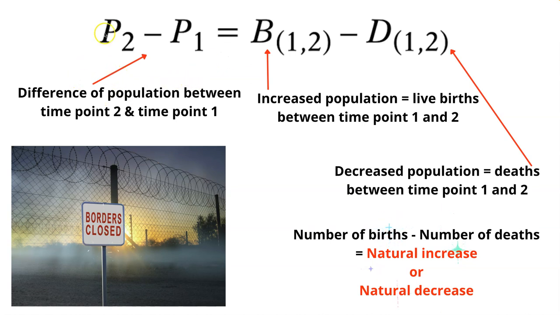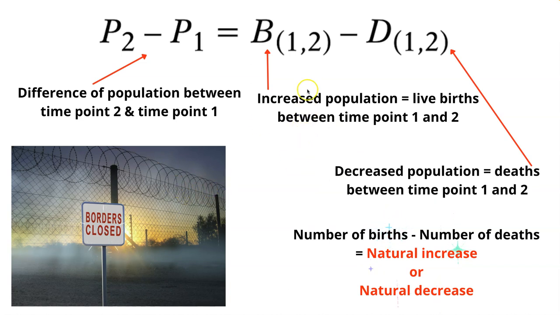So let's suppose that in Jonesboro, the difference of the population of time point 2 and time point 1 will be caused by the number of births, which is the very natural increase of the population, because these are the newborn babies. And the number of deaths in between that period will be the decrease of the population. So this is a very, very basic assumption and basic calculation, because we are assuming that the borders are closed, which means there is no in-migration and no out-migration.